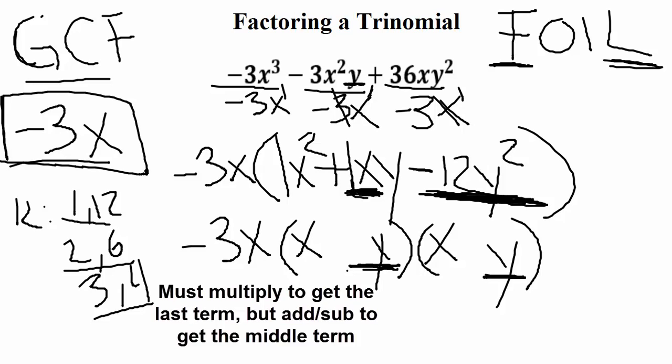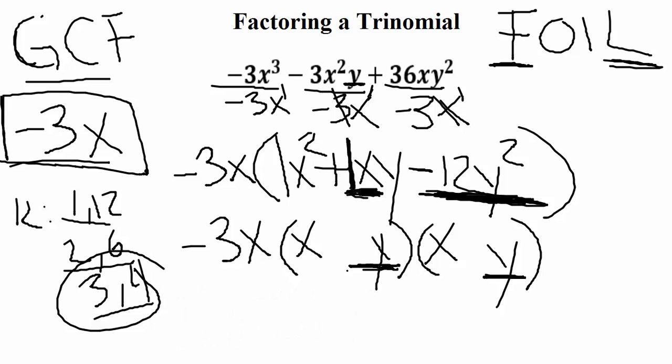So 12 plus 1 or 12 minus 1, 6 plus 2 or 6 minus 2, 4 plus 3 or 4 minus 3. And it would have to be the 4 and the 3 because 4 minus 3 is a 1. And that's exactly what we have here as our middle term. So we're going to use the 3 and the 4. It doesn't matter where you put the 3 and where you put the 4, just input them in. What's going to matter is the signs that you put in front of those numbers.